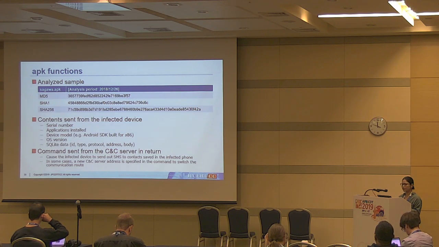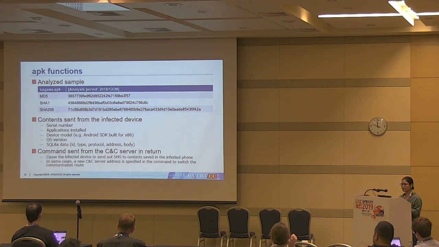And APK functions. I'm talking on this slide about just one sample, which we observed around November 2018. There are lots of samples on the internet, so if you pick another sample, different functions will come up in your analysis, okay? So we analyzed it and could figure out some functions as shown on the slide.